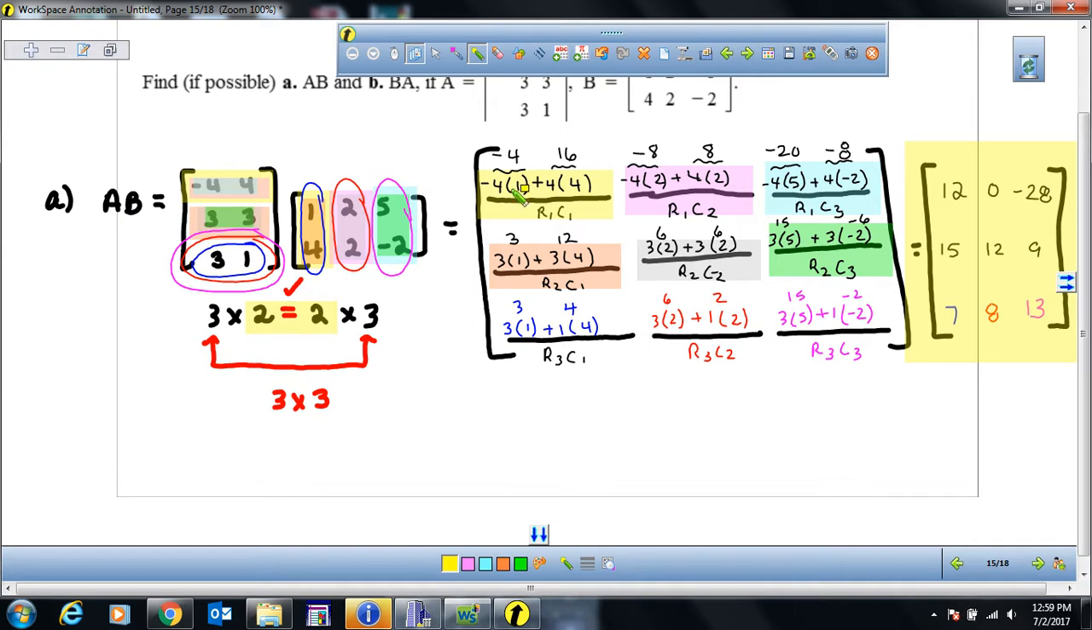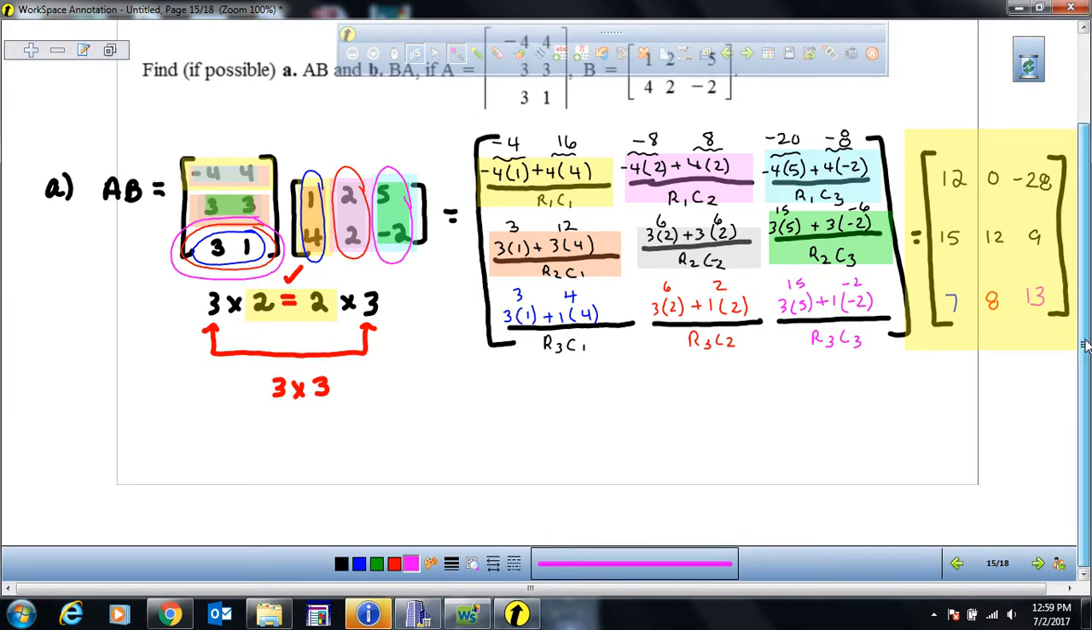So a lot of people might think that because AB is equal to this, if I do BA, shouldn't it be the same? Matrices don't work just like the regular number system. Okay? Multiplication is not commutative in matrices, meaning that A times B is not the same as B times A.